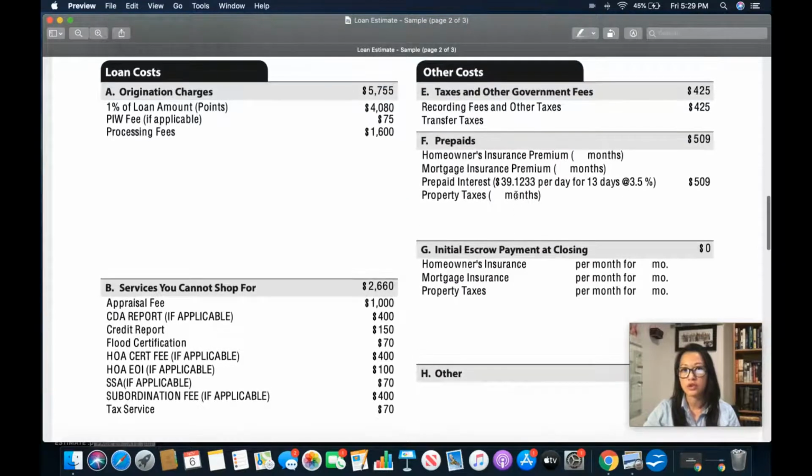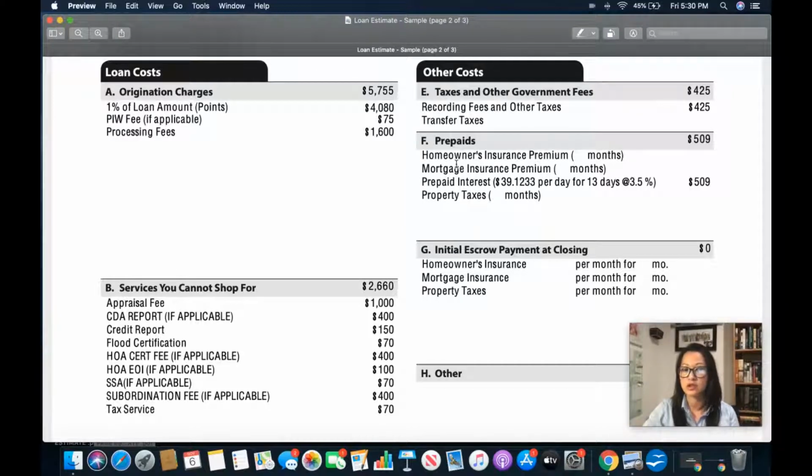Then if you go over to section E, F, and G, these are already set. So the recording fees are set by the county and the city, so you don't really get to shop around for those. So if another lender had estimated this to be $600, it's going to pull your estimated closing costs up.